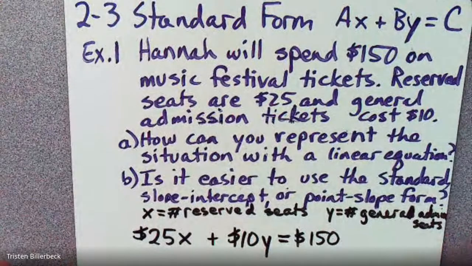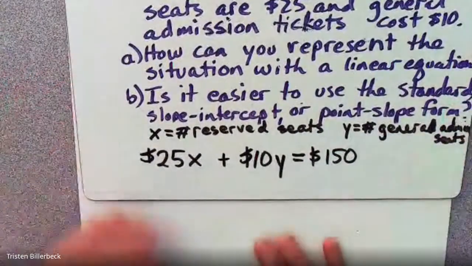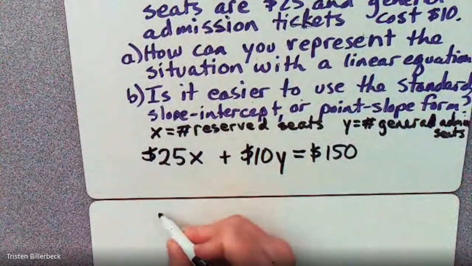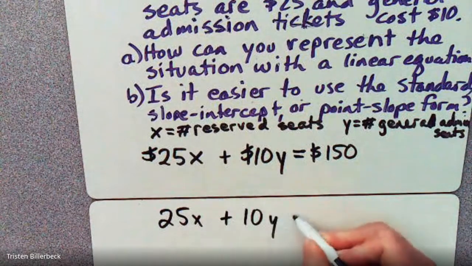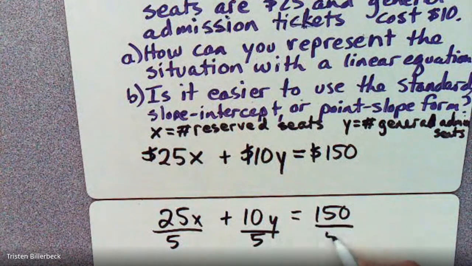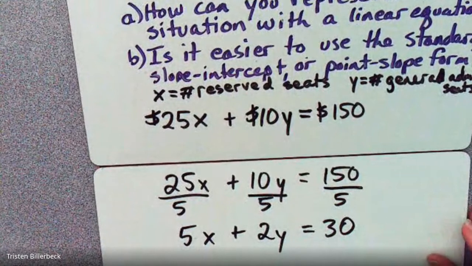Now, if we wanted to take that one step further, which you don't necessarily have to, but you know me, I always like to take it a step further. So we are going to take 25x plus 10y equals 150, and divide it all by 5 because that has a common factor. You don't have to do this, but it just makes the equation a little easier to handle. So this becomes our new standard form of the equation, a little easier to manipulate.